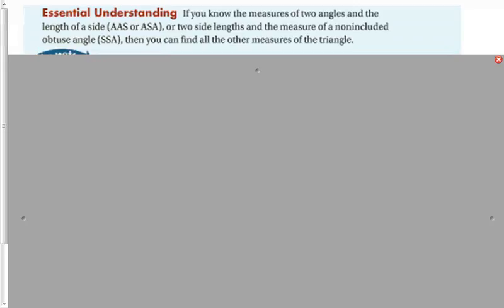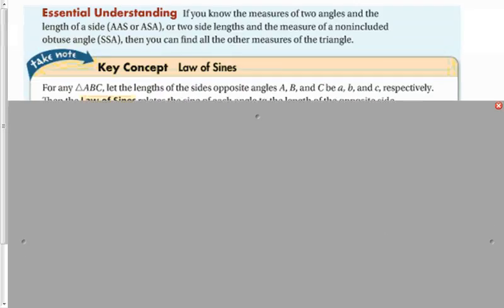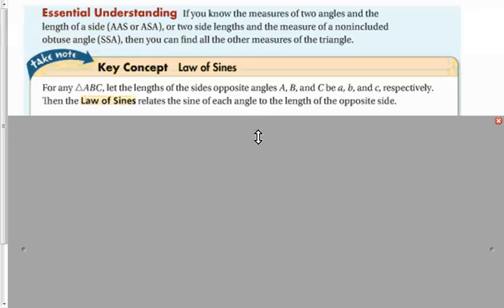And when you do that, you use this thing called the law of sines. So the law of sines says this: for any triangle ABC, it doesn't matter what type of triangle. That's the nice thing about the law of sines, it works for any triangle: right triangle, non-right triangle, isosceles triangle, whatever it is. For any triangle ABC, let the lengths of the sides opposite angles A, B, and C be lowercase a, b, and c. Then the law of sines relates the sine of each angle to the length of the opposite side. And remember, you only put angle measures in for sine, you don't put side lengths.